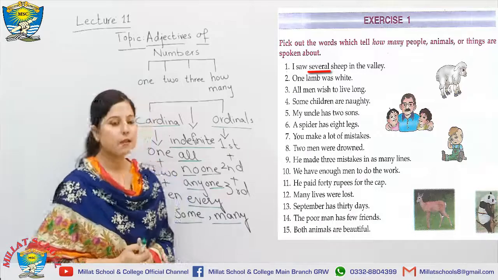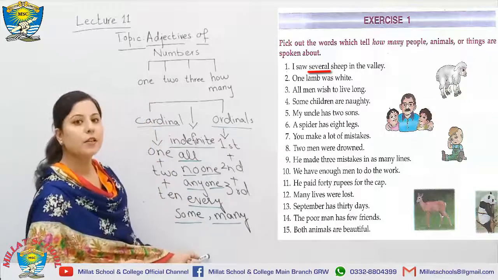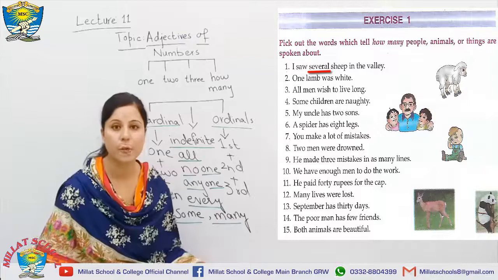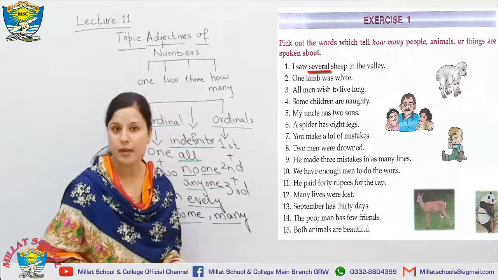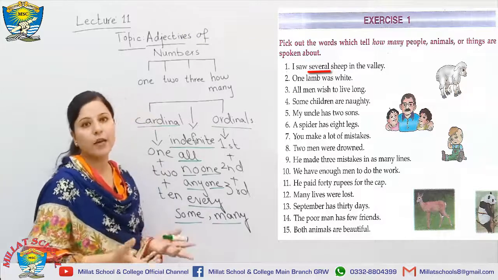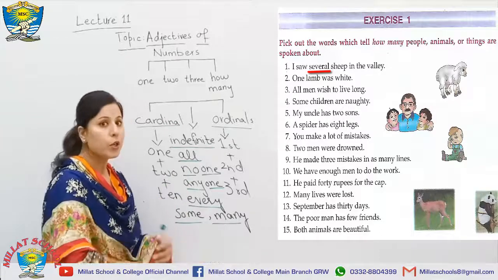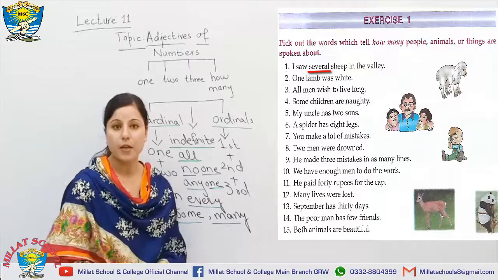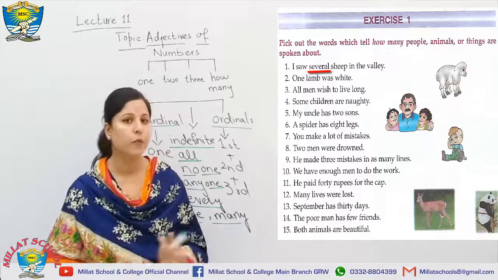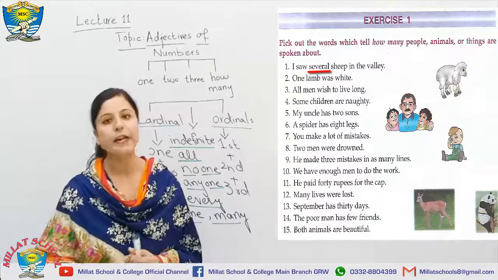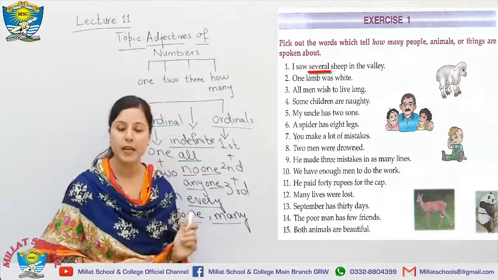Several is indefinite, because we don't know the exact number of the sheep. They have just told us about a few categories of the sheep, like indefinite. We don't know the exact number of them. So how can we tell how many sheep there were? Several, only several. So several will be indefinite.